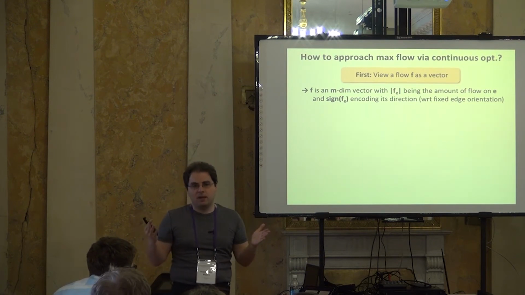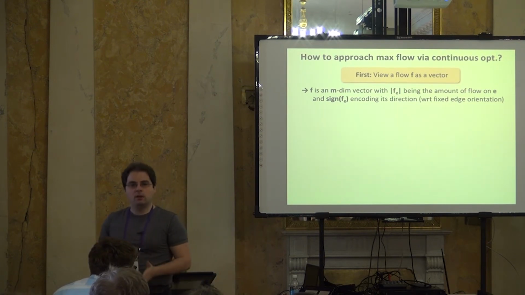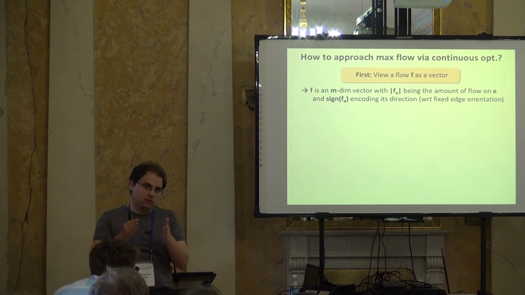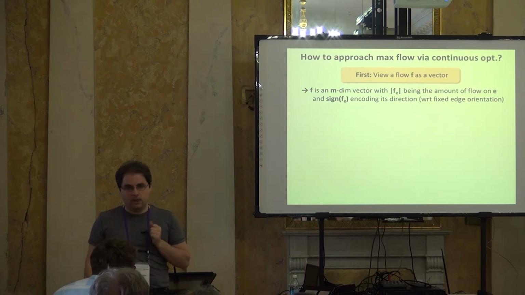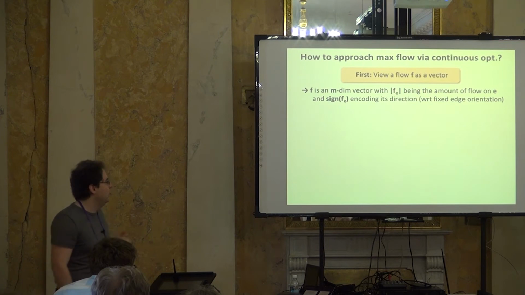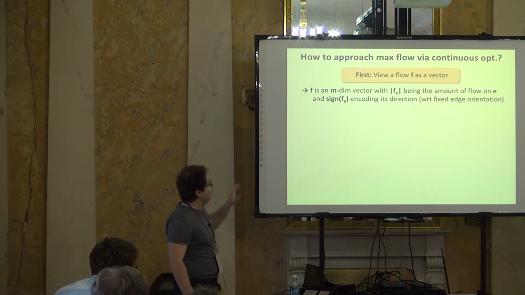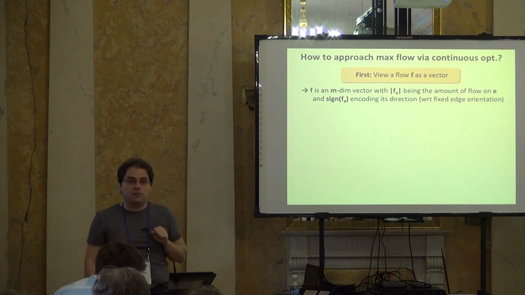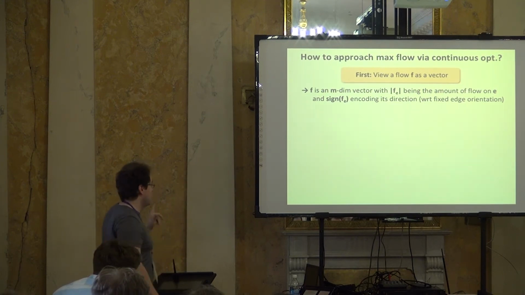Clearly this way I can encode any flow in my graph as a vector, and every vector corresponds to a flow. It might not be an s-t flow, but it will be some kind of encoding of flows over the arcs. So this is a very simple equivalence, and from now on we really want to think of flows as vectors, not as collections of paths. That was actually a very important step.